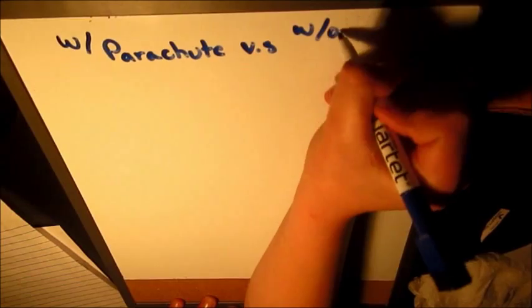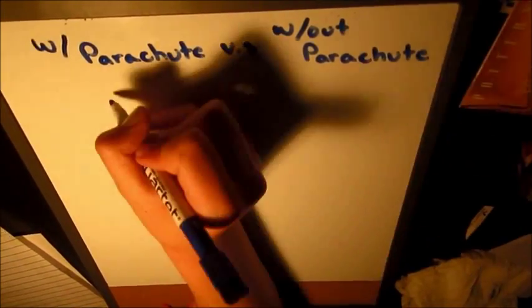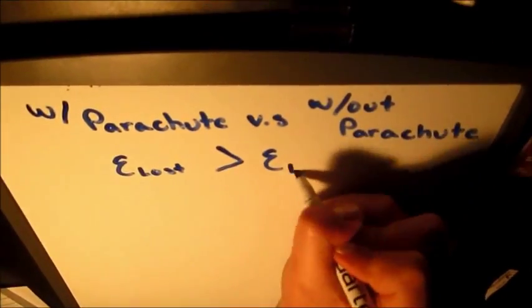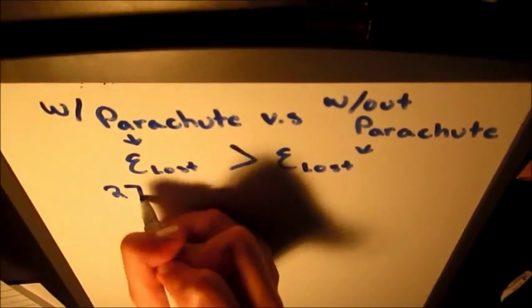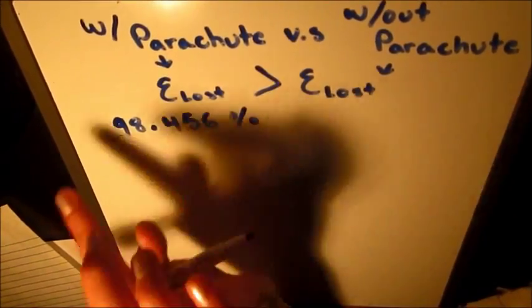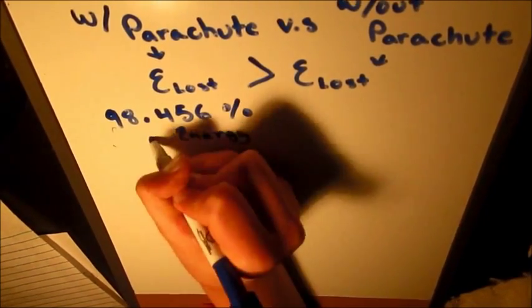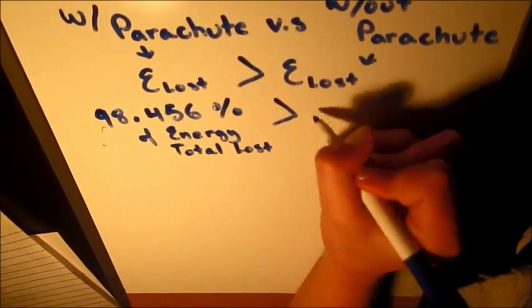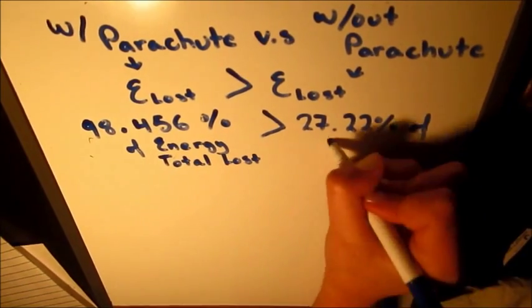As you would expect, comparing the energy lost with the parachute and without the parachute, the energy lost with the parachute is much larger than without. 98.456% is lost with it, and 27.22% is lost without.